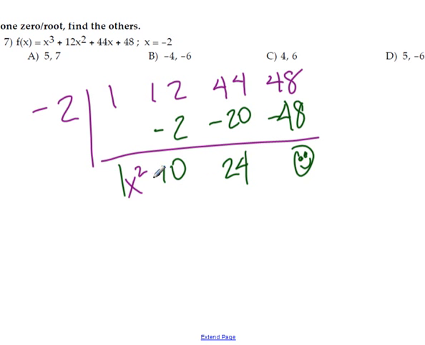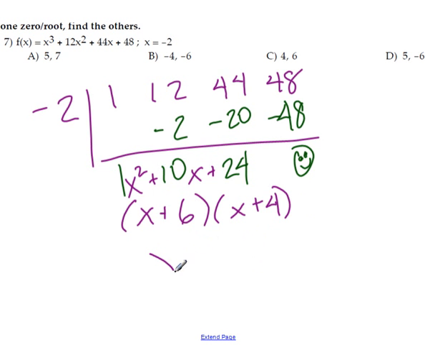Going to put my x squared plus my 10x plus my 24. So I'm thinking again, what multiplies to 24? But in this case, since everything's positive, it's got to add up to 10. And that sounds like maybe 6 and 4. 4 times 6 makes 24, 4 plus 6 makes 10. So those are my factors, but those are not the actual solutions. Remember, our solutions are always the opposite of these two numbers. So that's going to be a -6 and a -4. And that's looking like B.